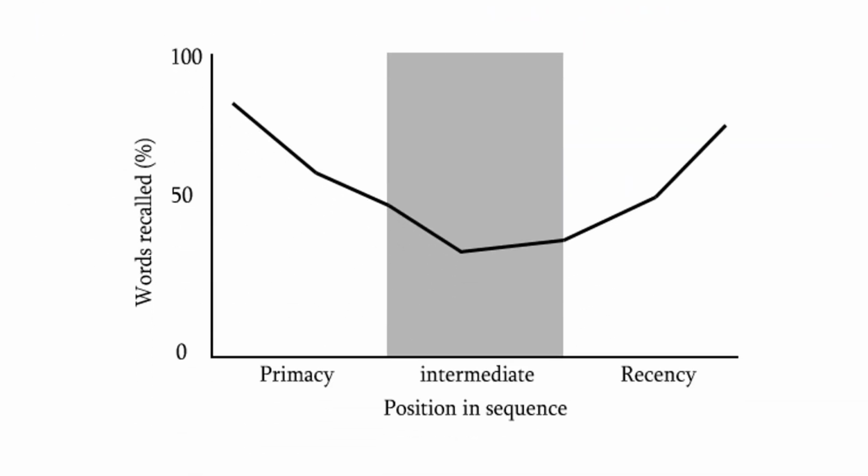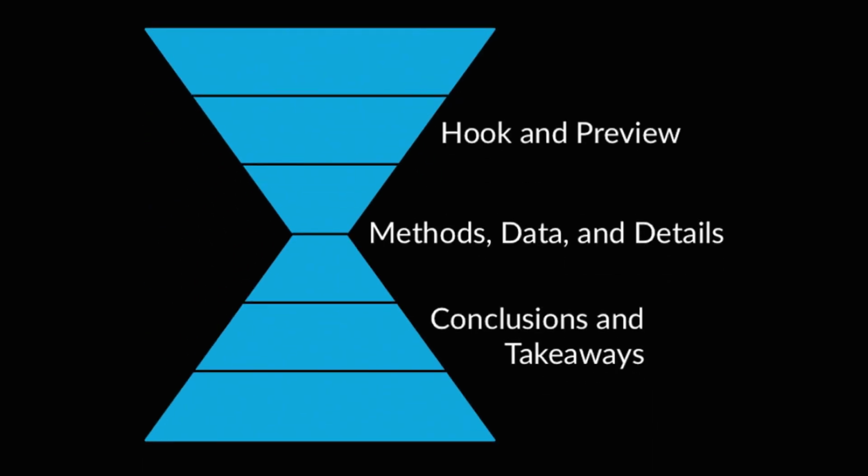This is the picture they have. On the x-axis, they're looking at primacy, at the beginning, then intermediate, and then recency at the end. On the y-axis is the percentage of words that people will remember. You see much higher at the beginning and at the end. That's why this looks like this. You see the hook and the conclusion. You should spend most of your effort and energy on having really good punchlines, because that's what people are more likely to remember, the beginning and the end.